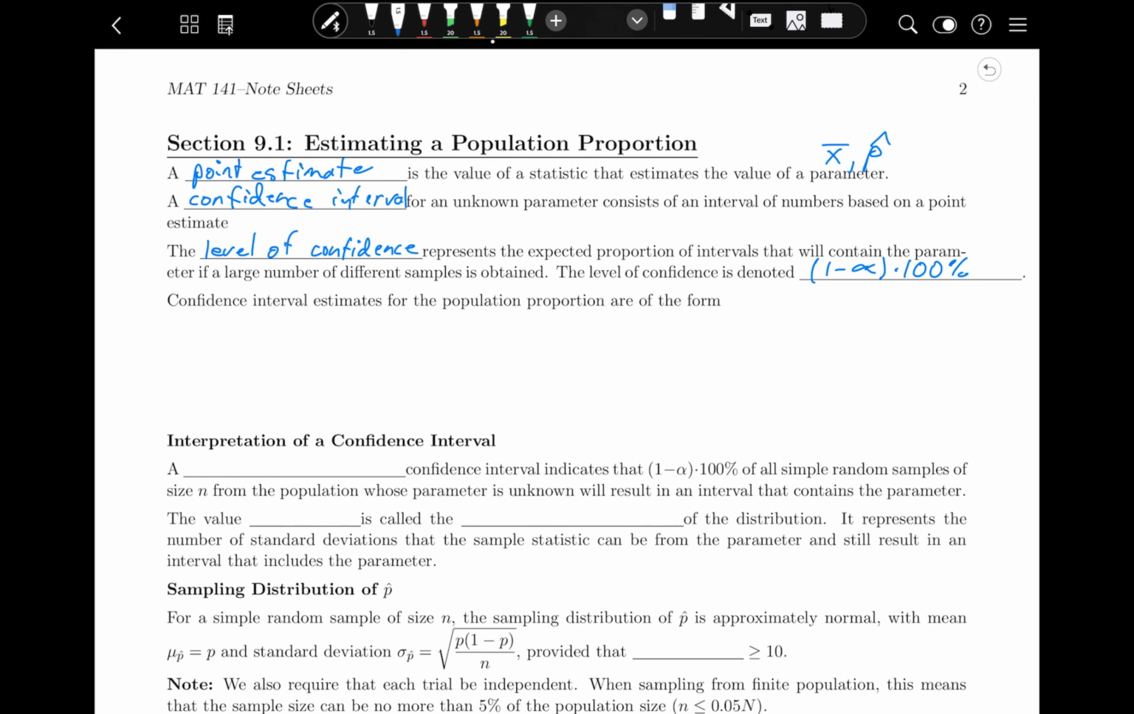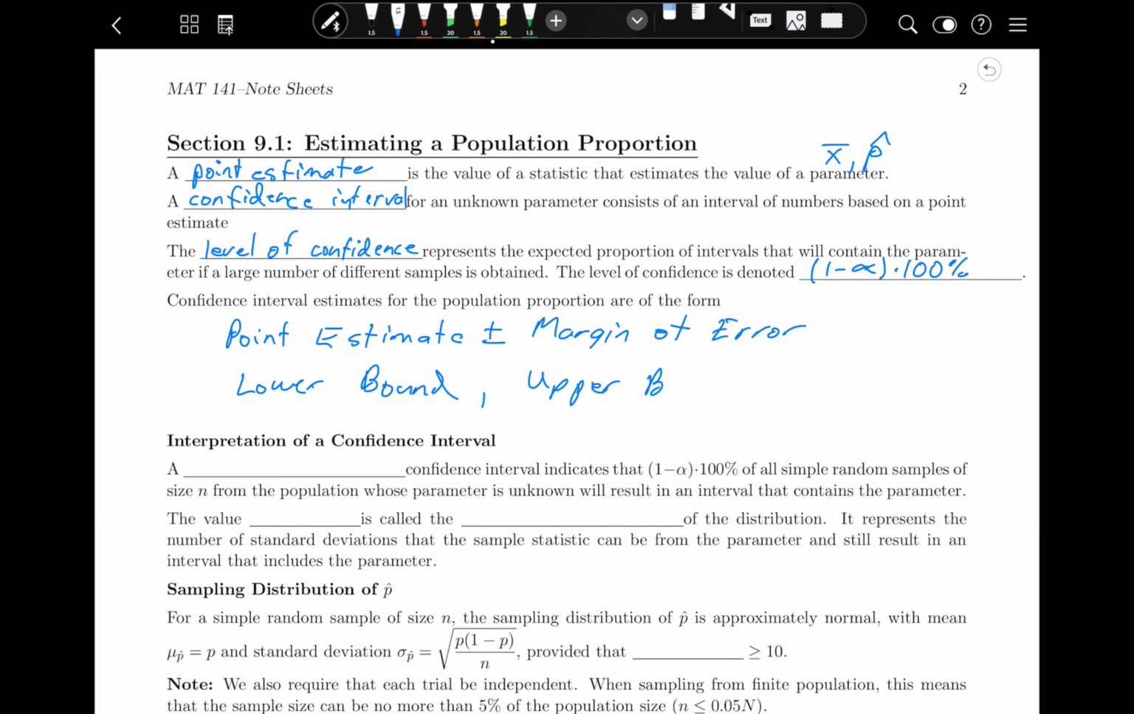We can write confidence intervals in basically one of two ways. We can write them as a point estimate plus or minus the margin of error. This is the most common way you see them reported, especially in the news media. Or they can be as a lower bound and an upper bound. So they can be a range of numbers, an interval of numbers in which the parameter should fall.